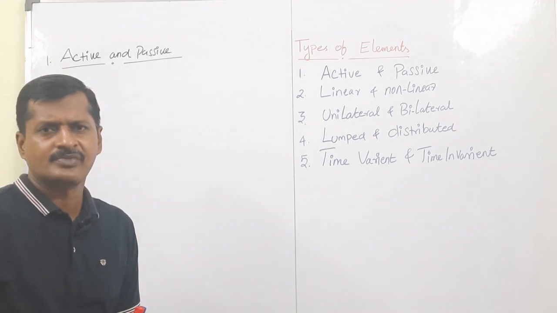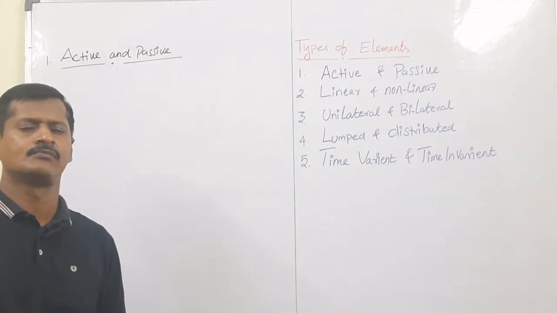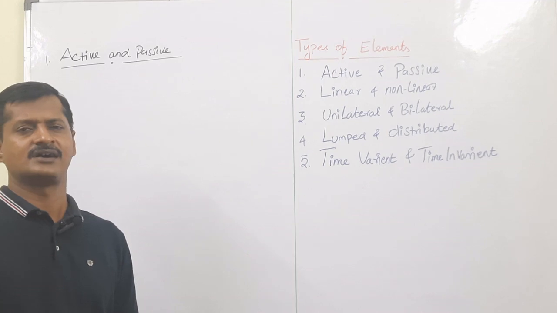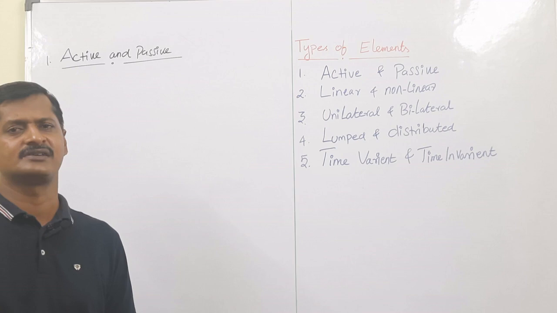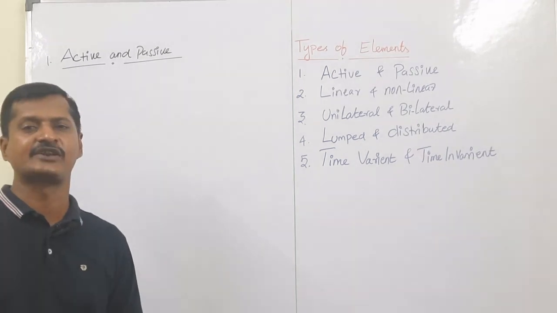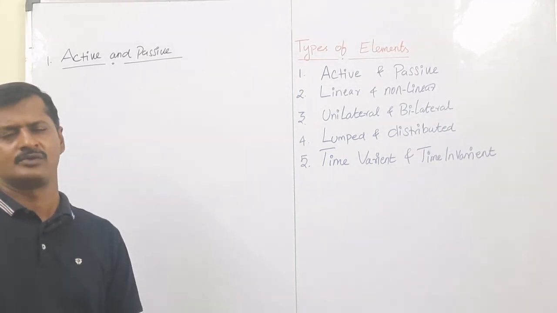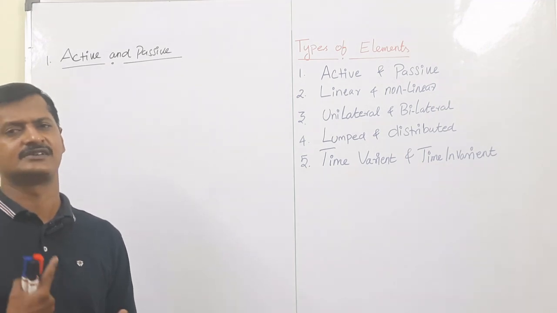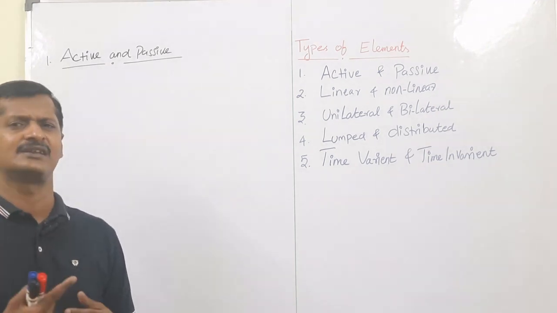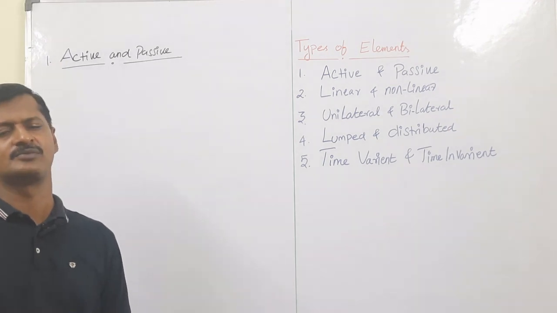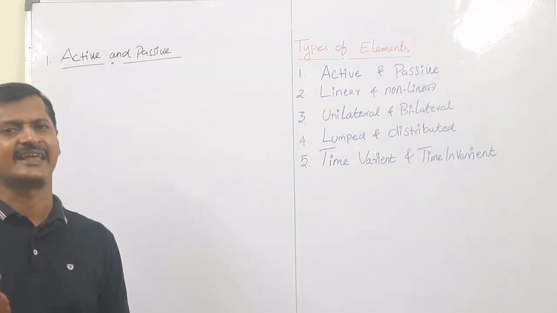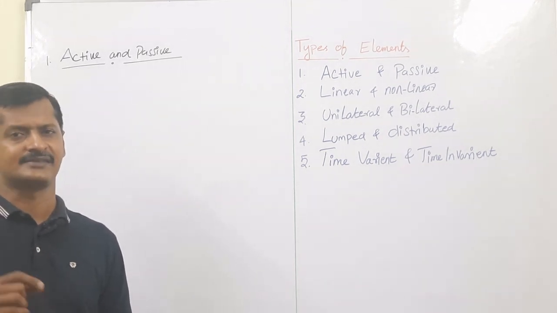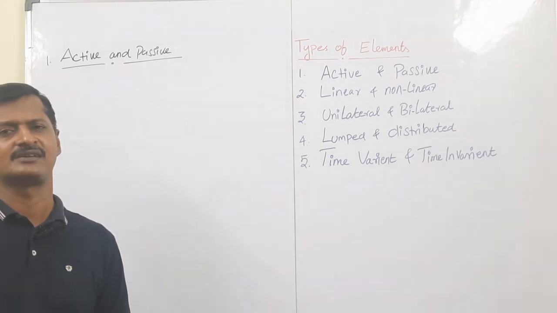So the element that can generate the signal, or amplify the signal, or rectify the signal, this type of device is called an active element. Any element that does any one of these three works, generating, amplifying or rectifying, is called an active element. Otherwise, all other elements we can call passive elements.